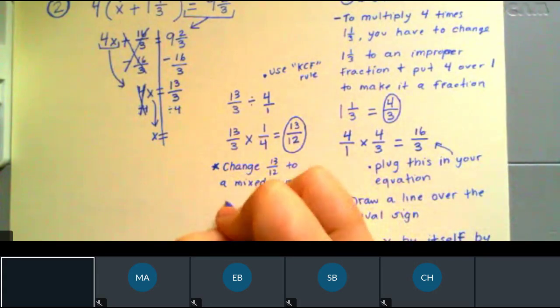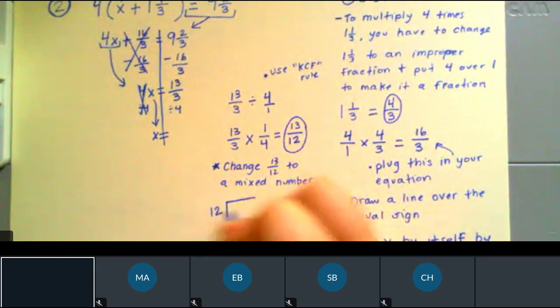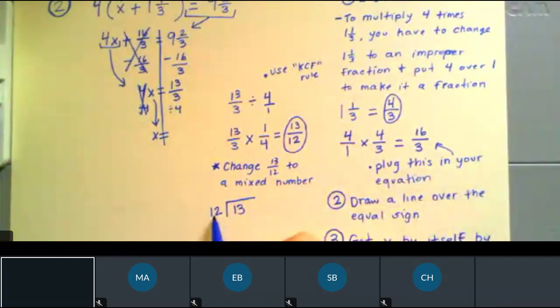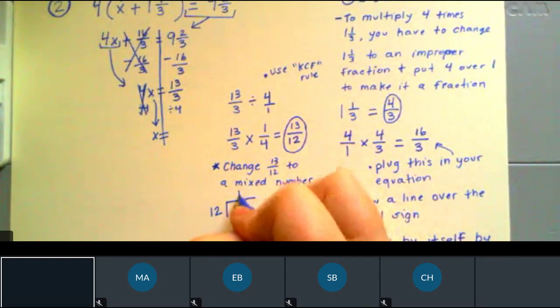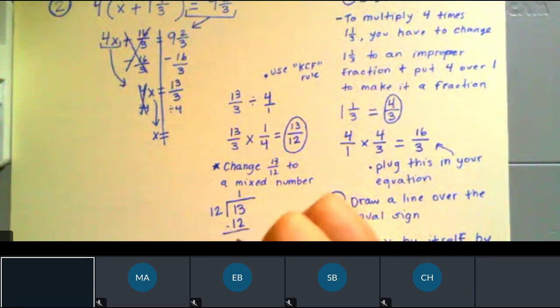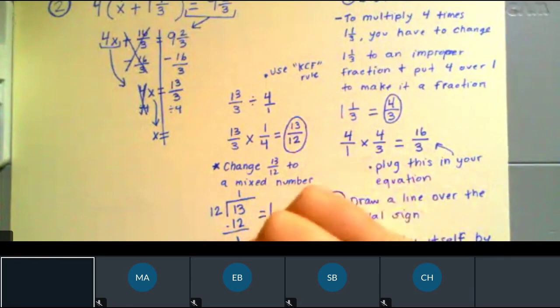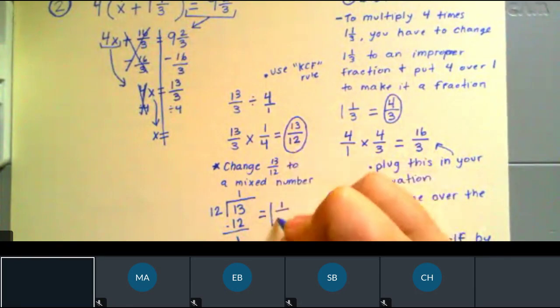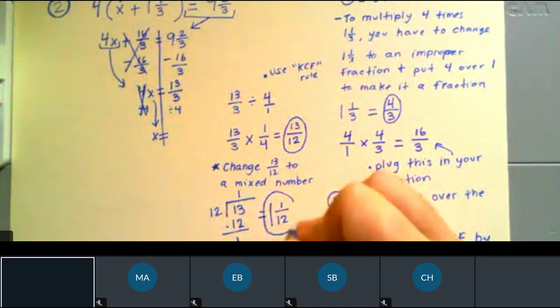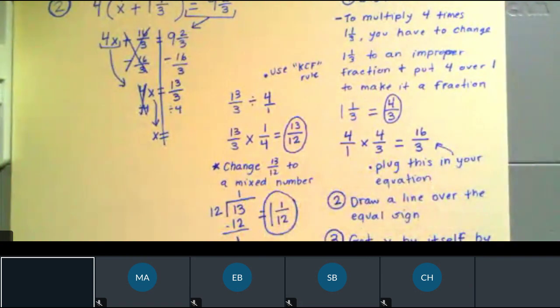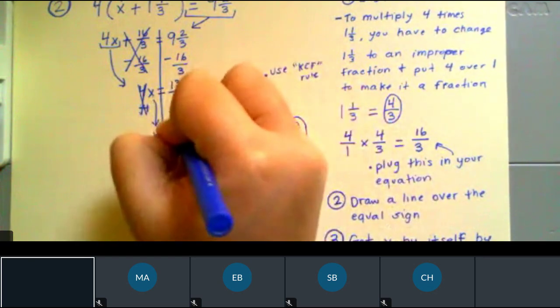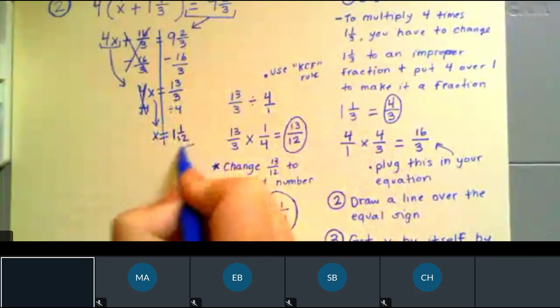Dividing, yes. So let's do our division tent. 12 and 13. How many times can 12 go into 13? Just once, and that would be 12. When you subtract, you get 1. So your mixed number would be 1 and 1 over 12. Okay, circle that. That would be your answer. And then so go up here where you have your x, and we're going to write 1 and 1/12, and you can circle that as well.